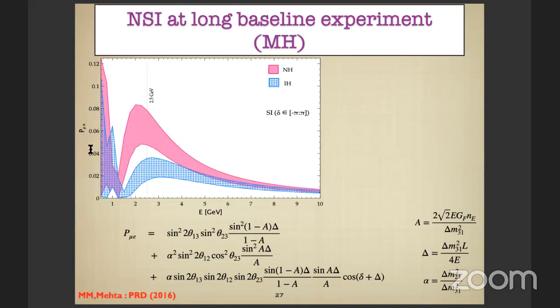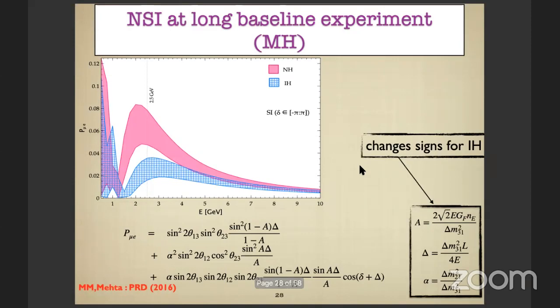So here I have plotted P mu e as a function of energy. The red band is for the normal hierarchy, where the width of the band is basically due to the variation of the CP phase in the entire range of -pi to +pi. The blue band is the same, but for inverted hierarchy. And just to put things into perspective, I have also put in the expressions here. In the expression, these terms which involve delta m squared 3 1 change sign when one goes from normal hierarchy to inverted hierarchy.